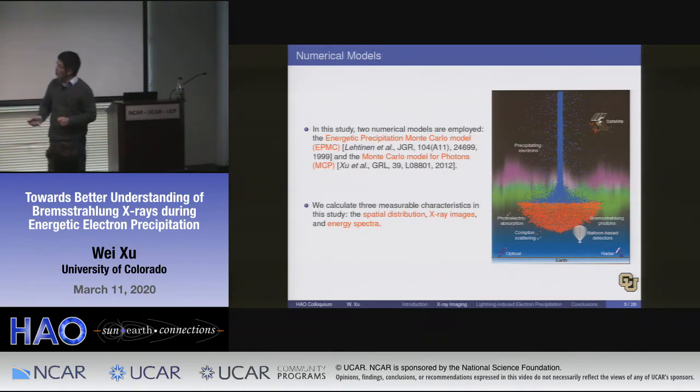For this goal, we used two Monte Carlo models, including the energetic electron precipitation Monte Carlo model, which was developed two decades ago at Stanford University, and another little Monte Carlo model that I wrote, the Monte Carlo model for photons. We mainly focus on three measurable characteristics for those Bremsstrahlung X-rays, including the spatial distribution. That is the X-ray flux at different locations. X-ray images, basically energy deposition in different pixels of an X-ray detector, as well as the energy spectra.